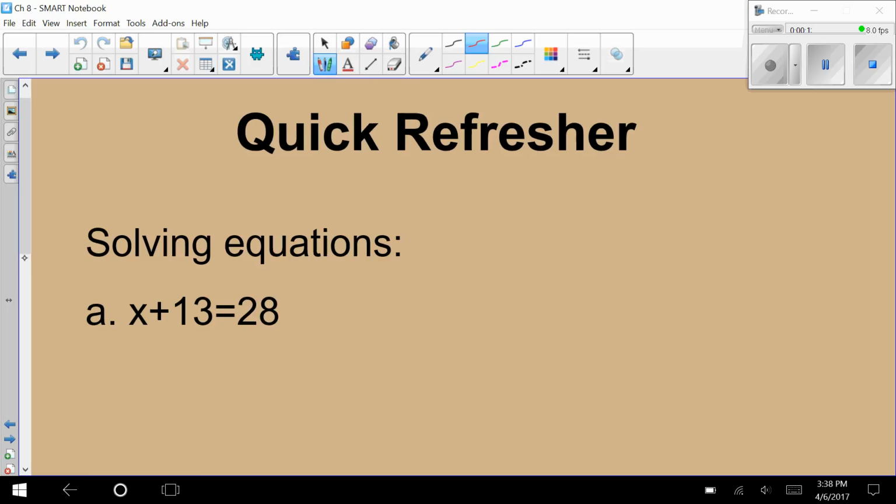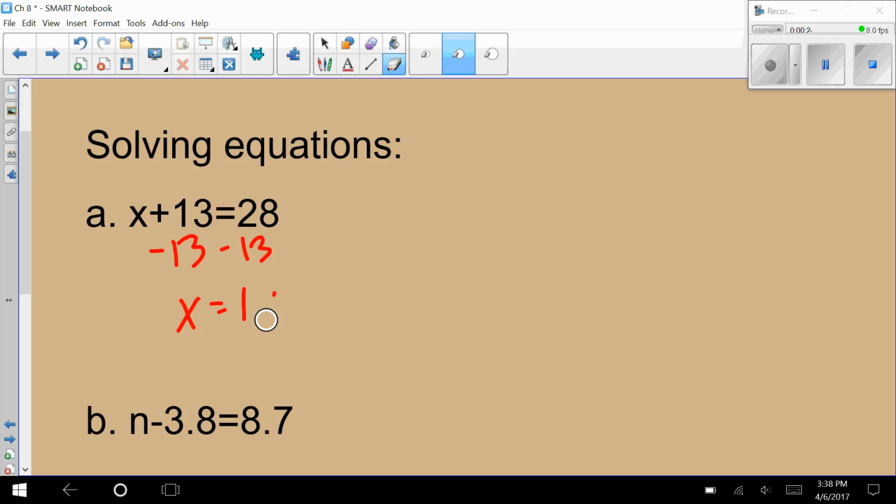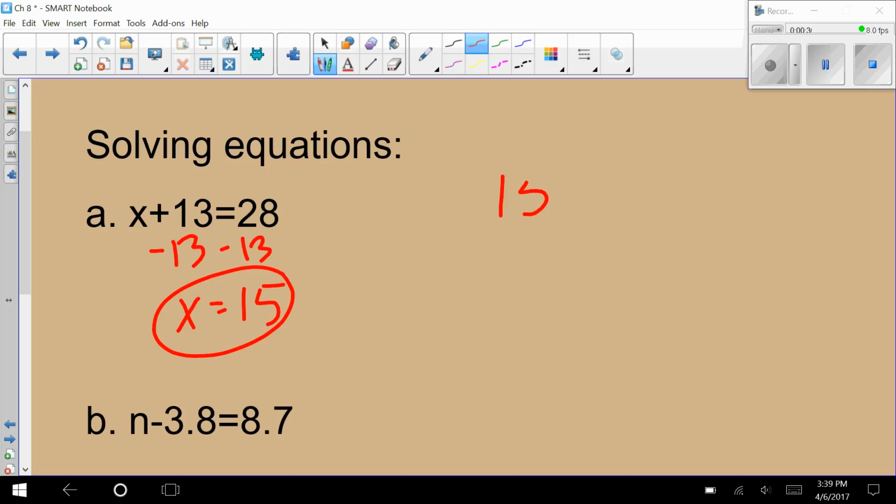Remember that when we solve an equation, if we're adding to the x to solve, we subtract. So we'll subtract 13 from both sides, and we'll end up with x equals 15. And we want to double check that. Plug it in for x, 15 plus 13. Does that equal 28? Well, it sure does. So it checks out.